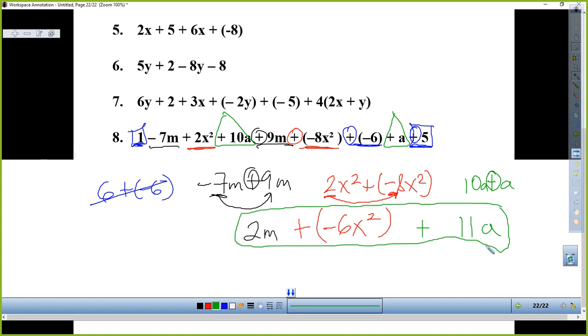But if you went the extra step, we always arrange it from highest degree to lowest degree. So what is the highest degree? This one, negative 6x squared. From there, these two are the same degree. They're 1 and 1, but I'm going to start with alphabetical order. So plus 11a and plus 2m. For right now, either answer was correct.